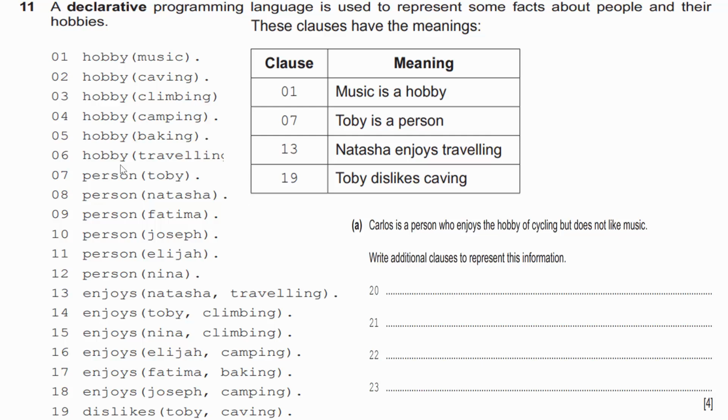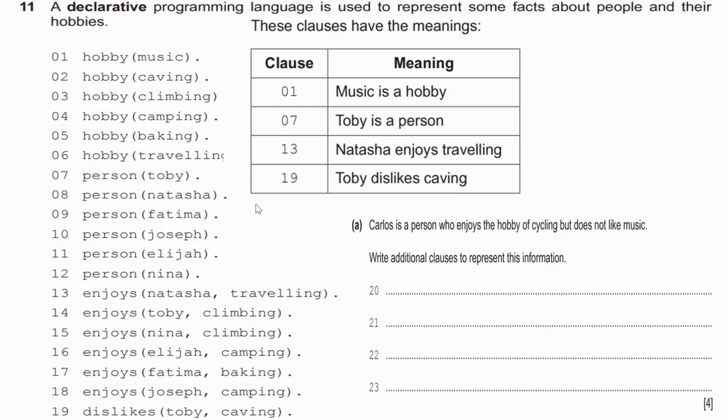Write additional clauses. And that's what these are. These are clauses to represent this information. So the first thing I need to handle is that Carlos is a person. I look over here. How did they handle it? They used person, then in parentheses, they put the person's name and they put a period. Now there's a reason it is all lowercase. One of the number one mistakes students make is that we're so used to writing people's names as a capital. It's very important that you do not do that.